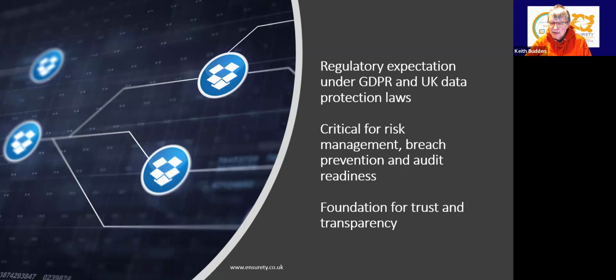I'd say good data mapping is critical for risk management, it's critical for breach prevention, and it's critical for audit readiness. If you have an audit and someone like myself comes into your business and says, let's audit what you're doing with data protection, if you've got an up-to-date Article 30 register or a ROPA register, that really is a good start. And it's a foundation for trust and transparency.